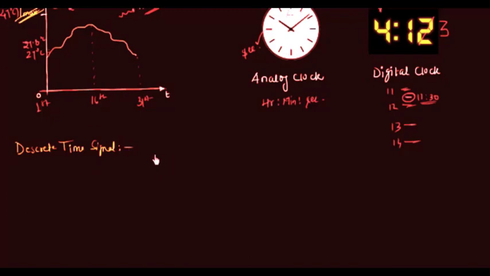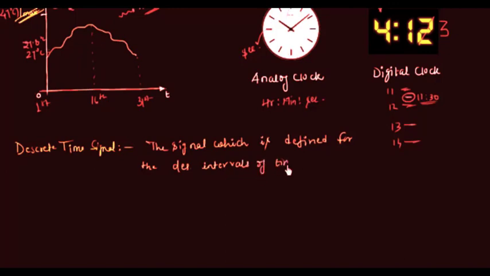So I will write this down so that you can have a proper definition of the discrete time signal. The signal which is defined for the discrete intervals of time is called the discrete time signal.